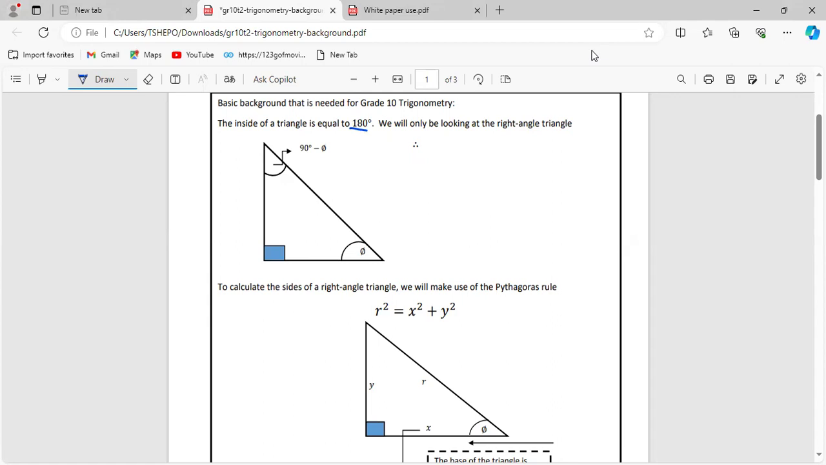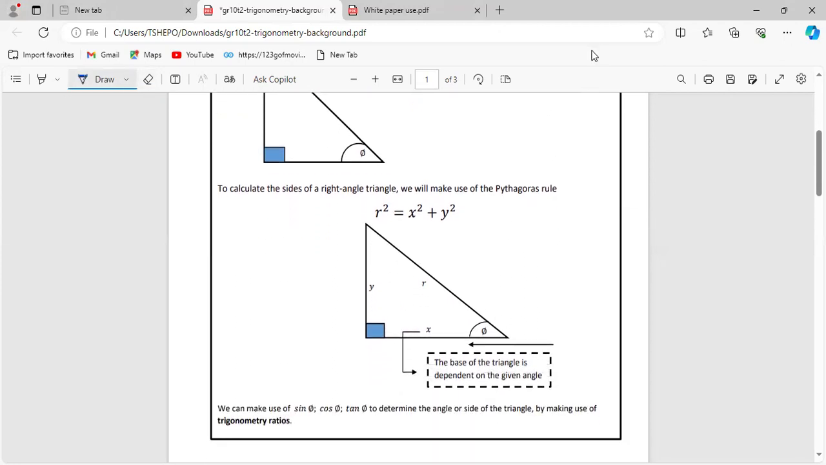Now, in order for us to calculate the sides of a right-angled triangle, I believe we are all familiar with this term, the theorem of Pythagoras, or the Pythagoras rule. So when you are given a right-angled triangle like this, we have three different sides. But the side that is opposite to 90 degrees, which is this side, we call the hypotenuse. The hypotenuse, in this case, is denoted by the letter R.